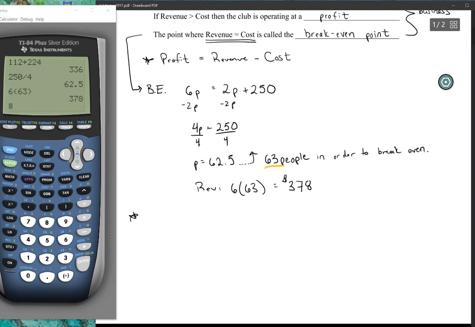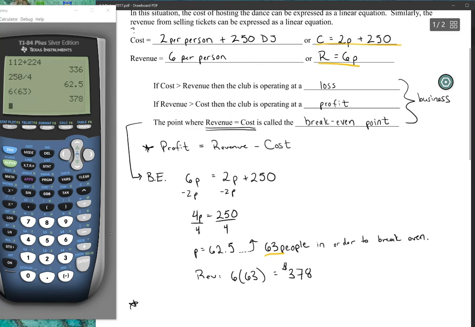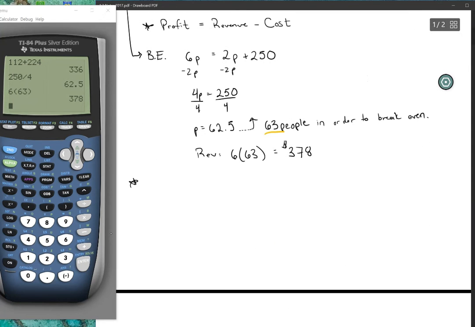Now, before we move on to the next example, let's also consider, usually with dances and things, you want to make a profit. So let's ask ourselves how many guests would have to attend in order to make a profit of, let's say, $500.